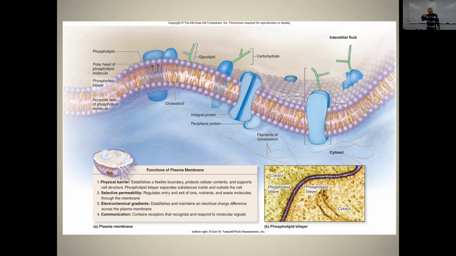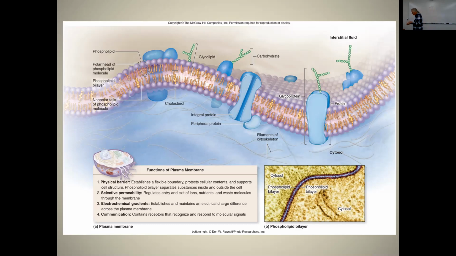Electrochemical gradients. This is in concert with selective permeability because it establishes and maintains an electrical charge difference across the plasma membrane. There's a slight difference in charge across the membrane, slightly more negative inside than outside. And this is due to a disequilibrium of ions across the membrane. It's absolutely critical for nerve function and muscle function, although it's true for every cell in the body, slightly more negative inside than outside. And that's maintained by the selective permeability of the membrane and active transport.